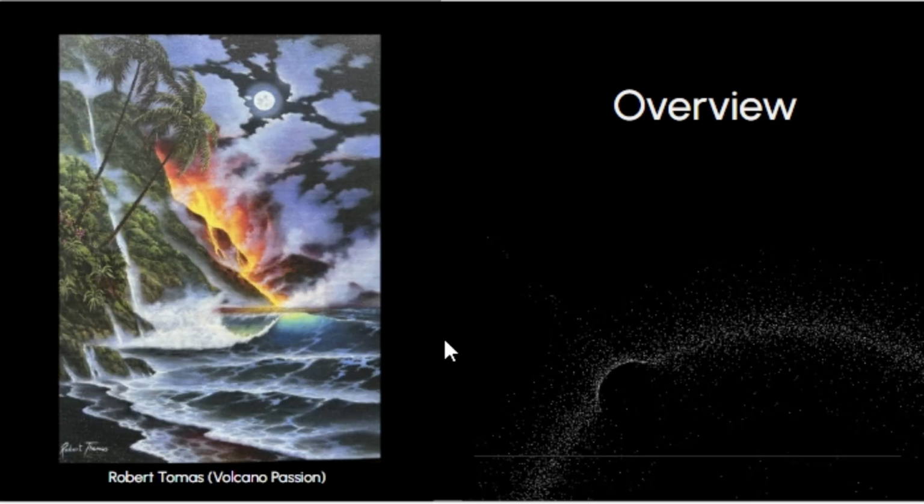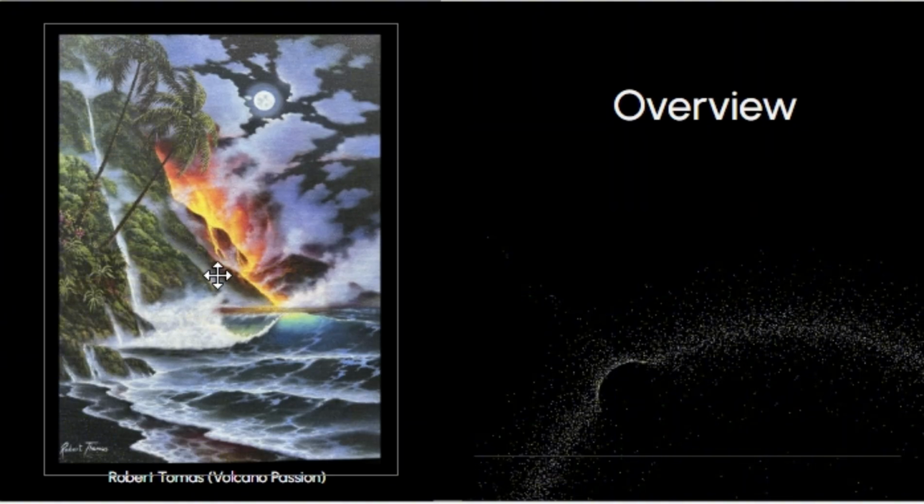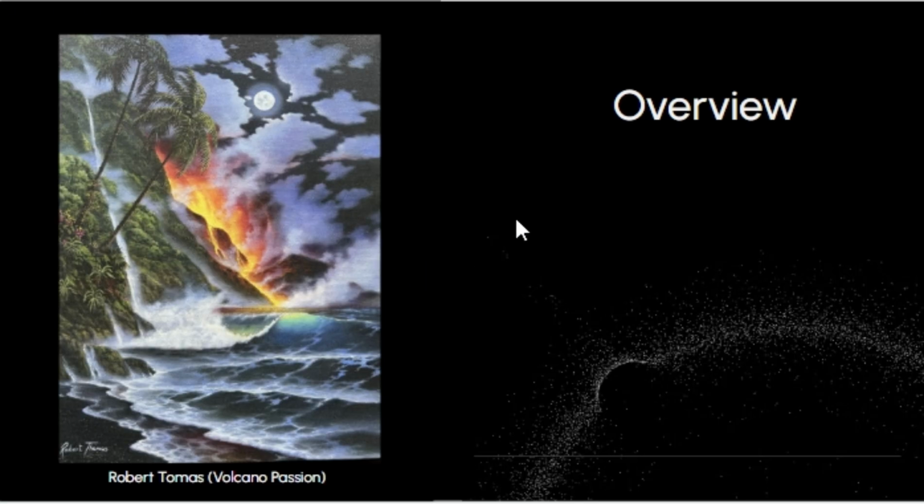Then, finally, we have Robert Thomas and his Volcano Passion. This one was made in 2004, depicting the island of Hawaii and a volcano going off the coast, showing the ocean, sand beaches, and then there's the moon and the sky, all good things from the landscape piece.